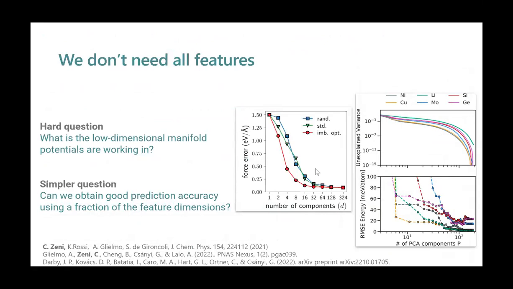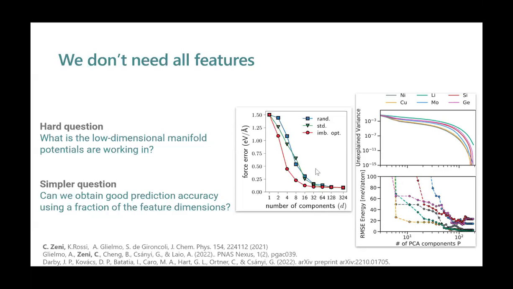There is a field of machine learning dedicated to answering these kinds of questions, and we're probably not equipped yet to answer it. A simple question we can answer is, can we still obtain good prediction accuracy using a fraction of the feature dimensions? There are quite a lot of works now in this direction. Here I'm just showing 2 from something we did. On the left plot, for example, we have the force error as a function of the number of components of a compressed SOAP descriptor, where the compression is done both randomly and with the information imbalance algorithm we developed within the DadaPy package.